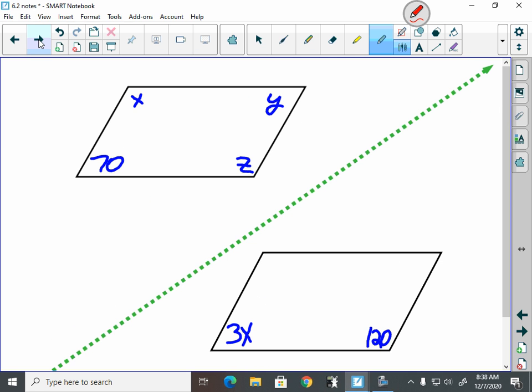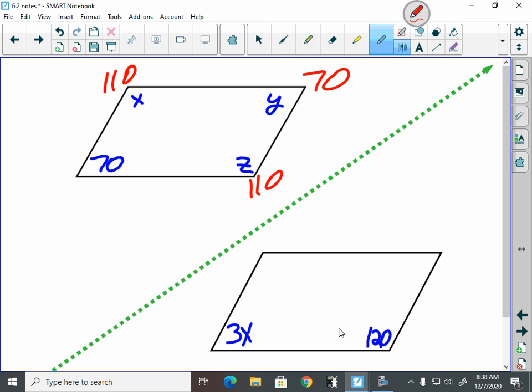Next question. Ooh, opposite angles congruent. You don't need to write this one down. Consecutive angles supplementary. And then that makes this 110. Because what's 70 plus 110? 180. Yay.